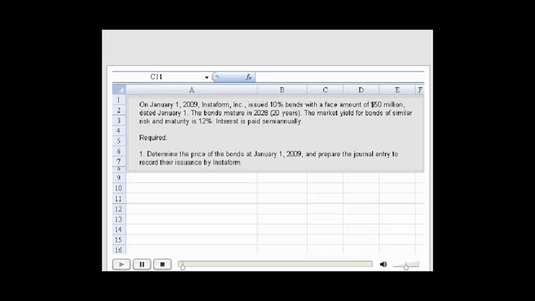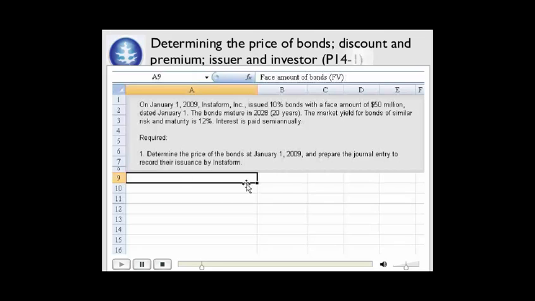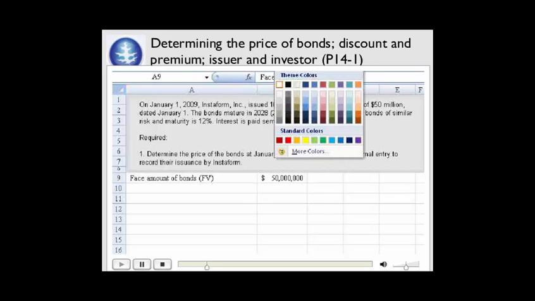Okay, let's take a look at how we would determine the first requirement, which would be determine the price of the bonds at January 1st, 2009 and prepare the journal entries to record the issuance. So let's determine the price of the bonds first. And I've worked a little bit of this ahead of time just to save some time. Let's bring it into light.